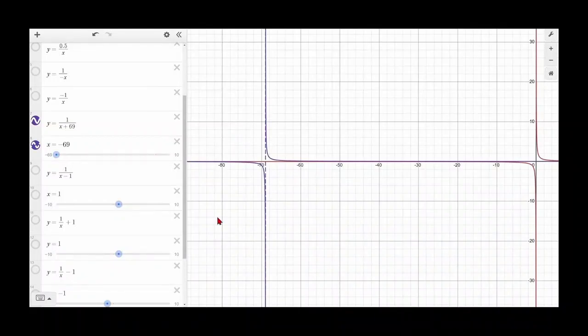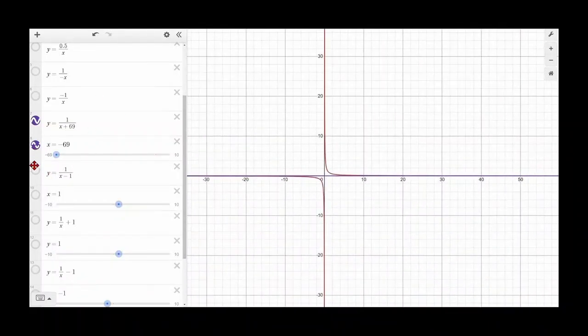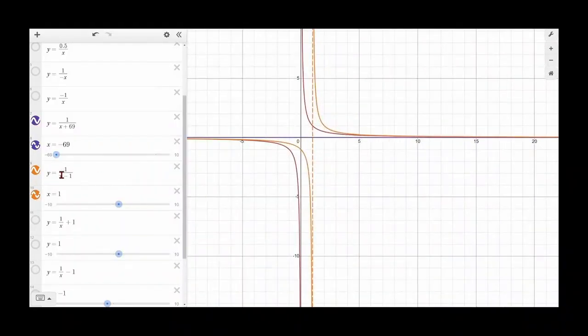And you can see it's the case there. So then that's negatives done. Moving back to positives now, we have this orange graph. When h is -1, we get a translation of 1 unit to the right in the positive direction.